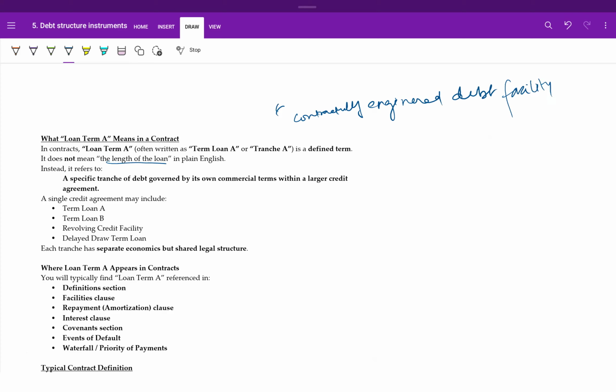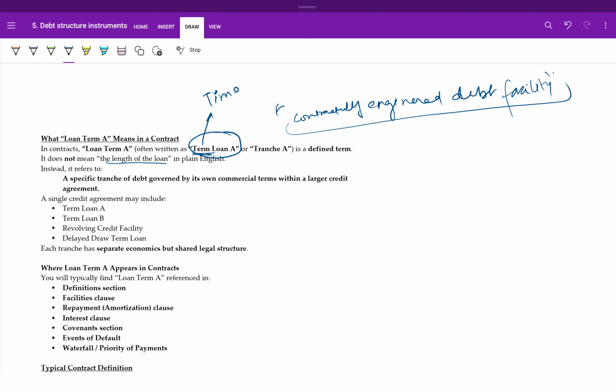So don't get confused, because it says term doesn't mean time here. This is a specific kind of contract, a contractually engineered debt facility. Understanding this distinction is essential if you want to read, negotiate, value, or enforce credit agreements.